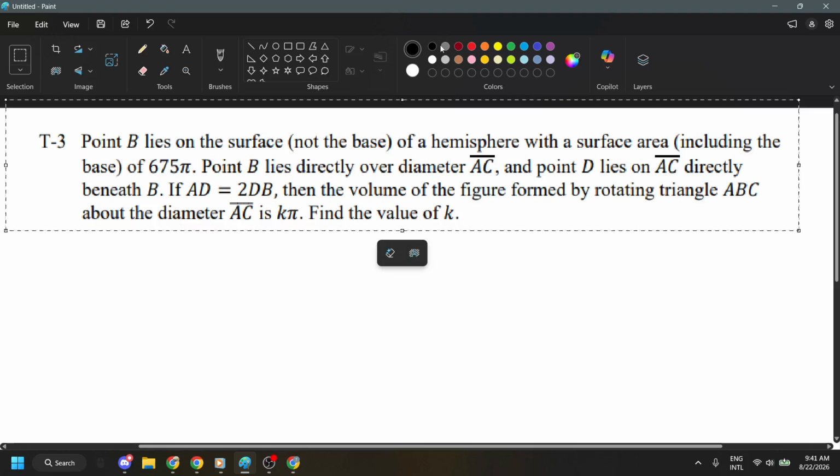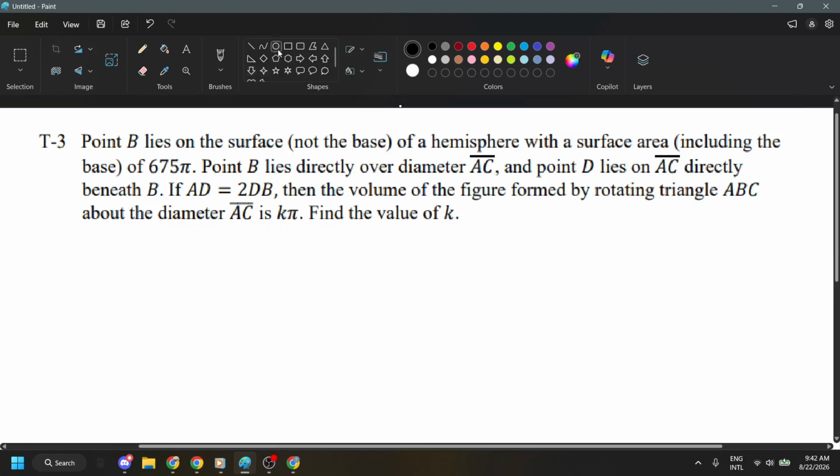Point B lies on the surface, not the base, of a hemisphere with surface area, including the base, of 675 pi. Point B lies directly over the diameter AC, and point D lies on AC, directly beneath B. If AD is equal to 2dB, I'm trying to comprehend that. D is the point on the diameter and A is one point of the diameter. Then the volume of the figure formed by rotating triangle ABC about the diameter AC is K pi. Find the value of K.